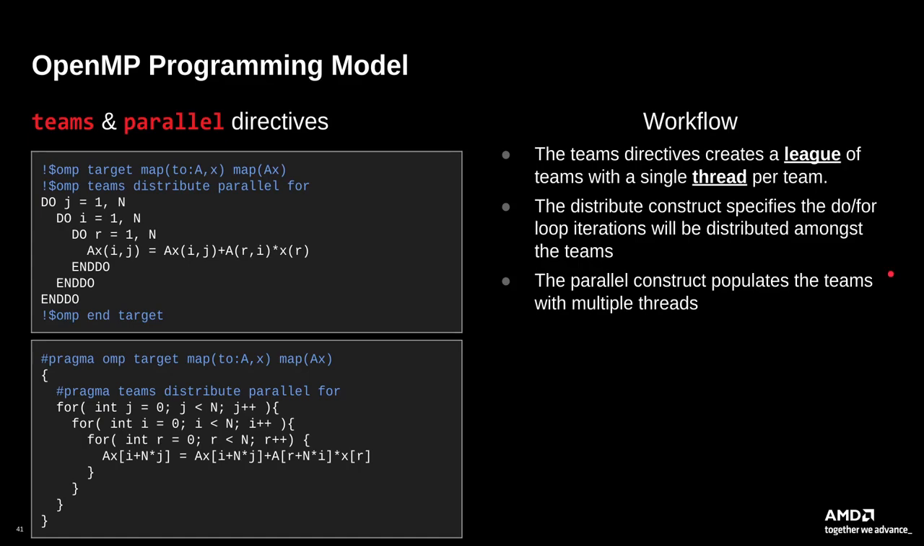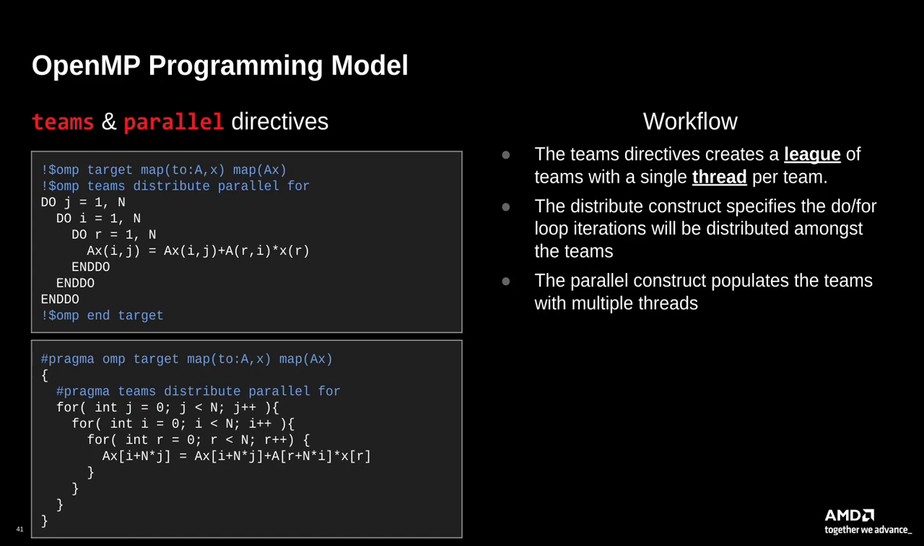Now in this particular example, we have this I and J loop that can be done independently. And then we have a reduction done inside of here. The main directives you'll find yourself using when you're parallelizing these do loops is the teams directive. The teams directive is going to create what's called a league of teams, and each team is going to have a single thread per team by default.